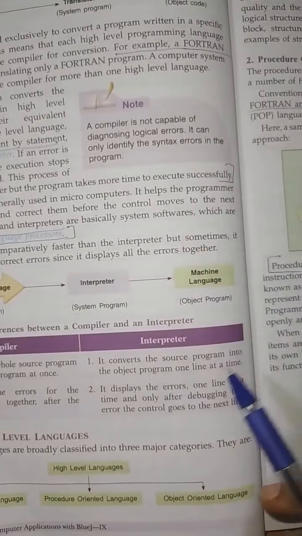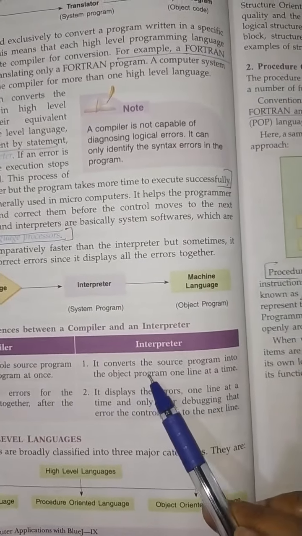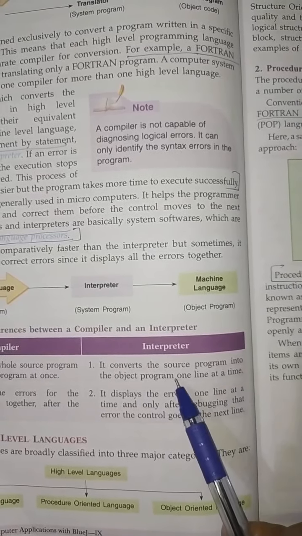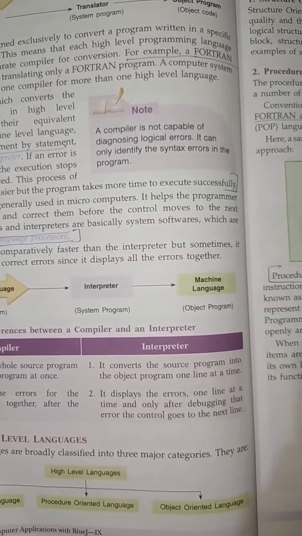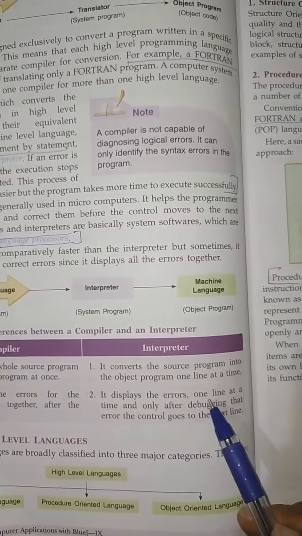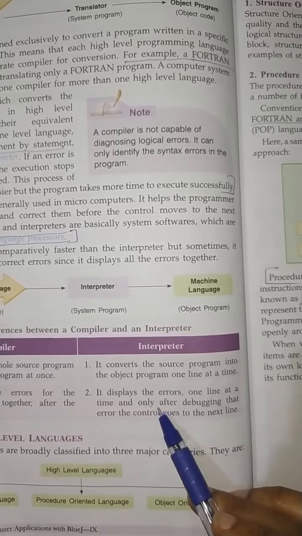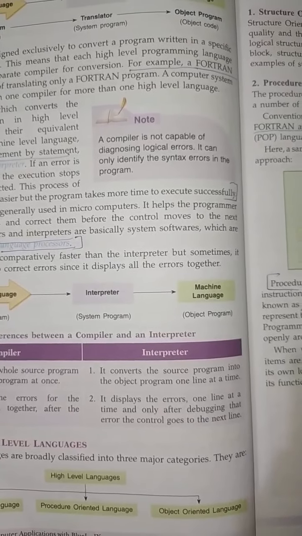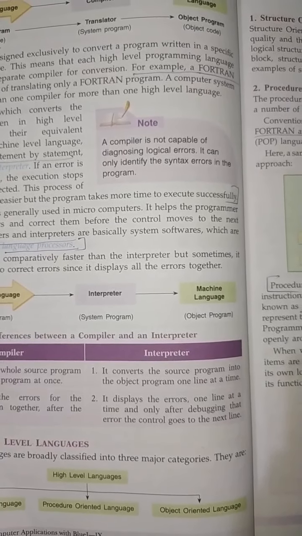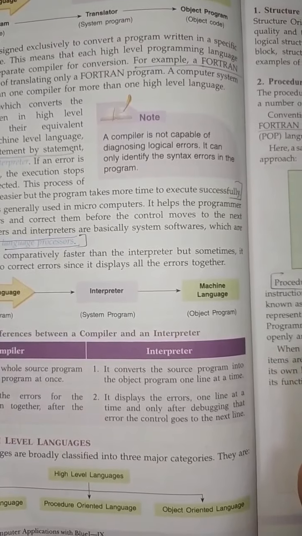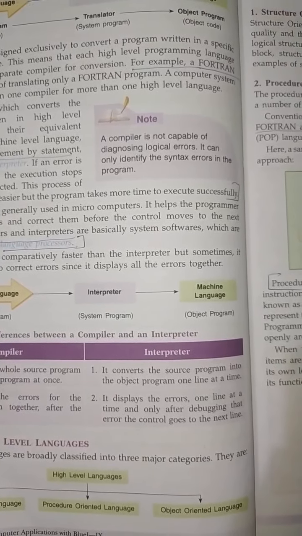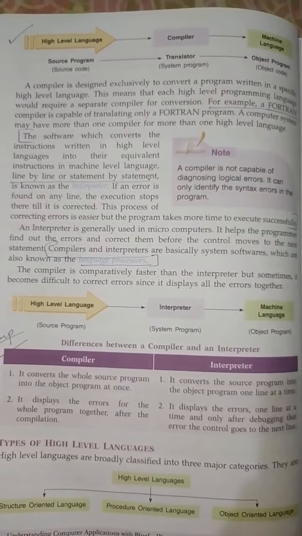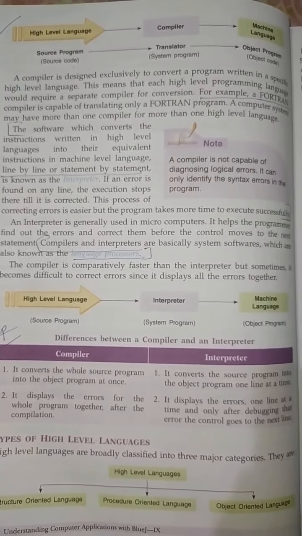But in this type of interpreter translator, it converts the source program into the object program one line at a time. That means, if suppose there are 10 errors, first it will show the first error. Line by line it is showing. So, only after debugging the first error, we can go to the next line. If there is any error in that line, we can correct it first, then we go to the second line, correct it, then we go to the third line. So line by line it is converting, so it will be very easy for the user to correct the errors.